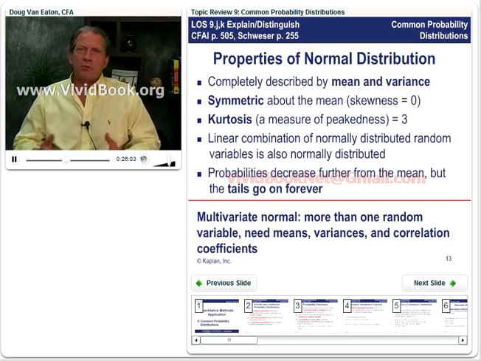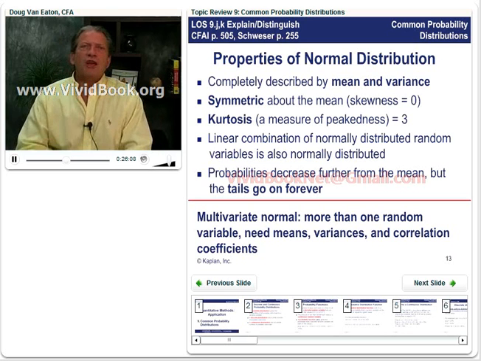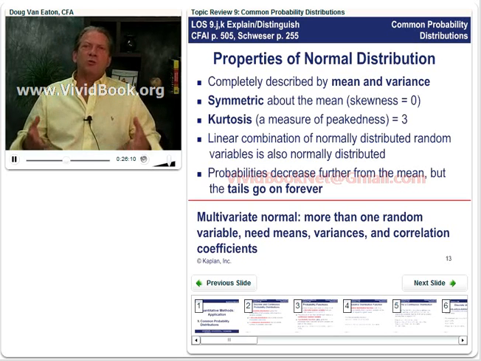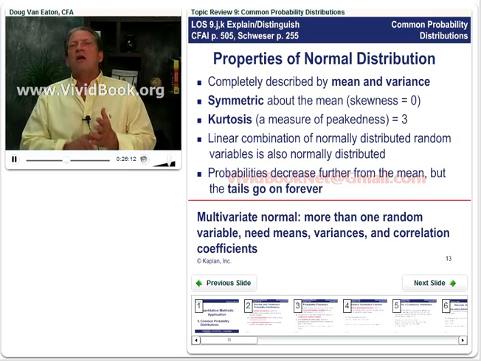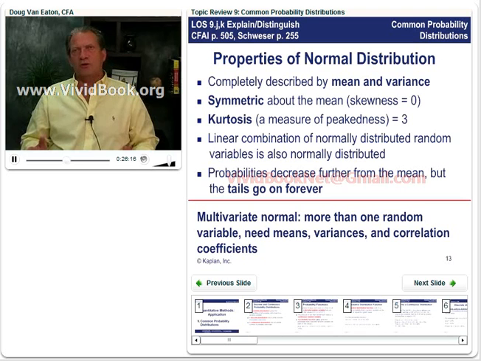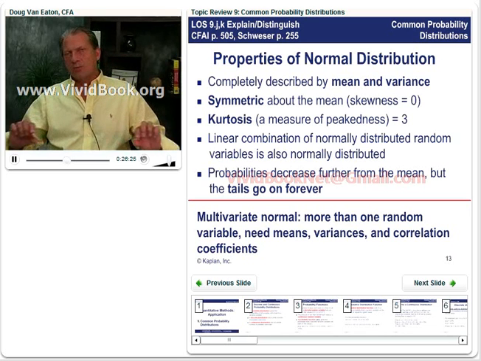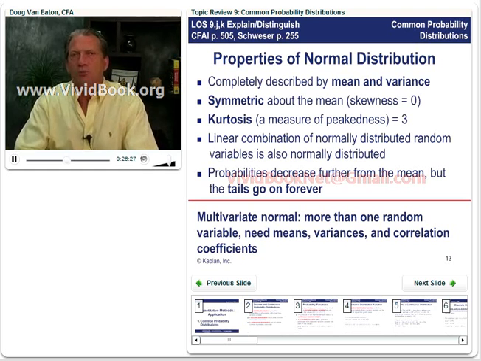And for the normal distribution, that kurtosis is 3. So when we say that the normal distribution is completely described by its mean and variance, because it's a normal distribution, we already know its skew is 0. It's a symmetric distribution. And we already know its shape in terms of peakedness and how rapidly its tails, the probability in the tails, gets smaller and smaller.